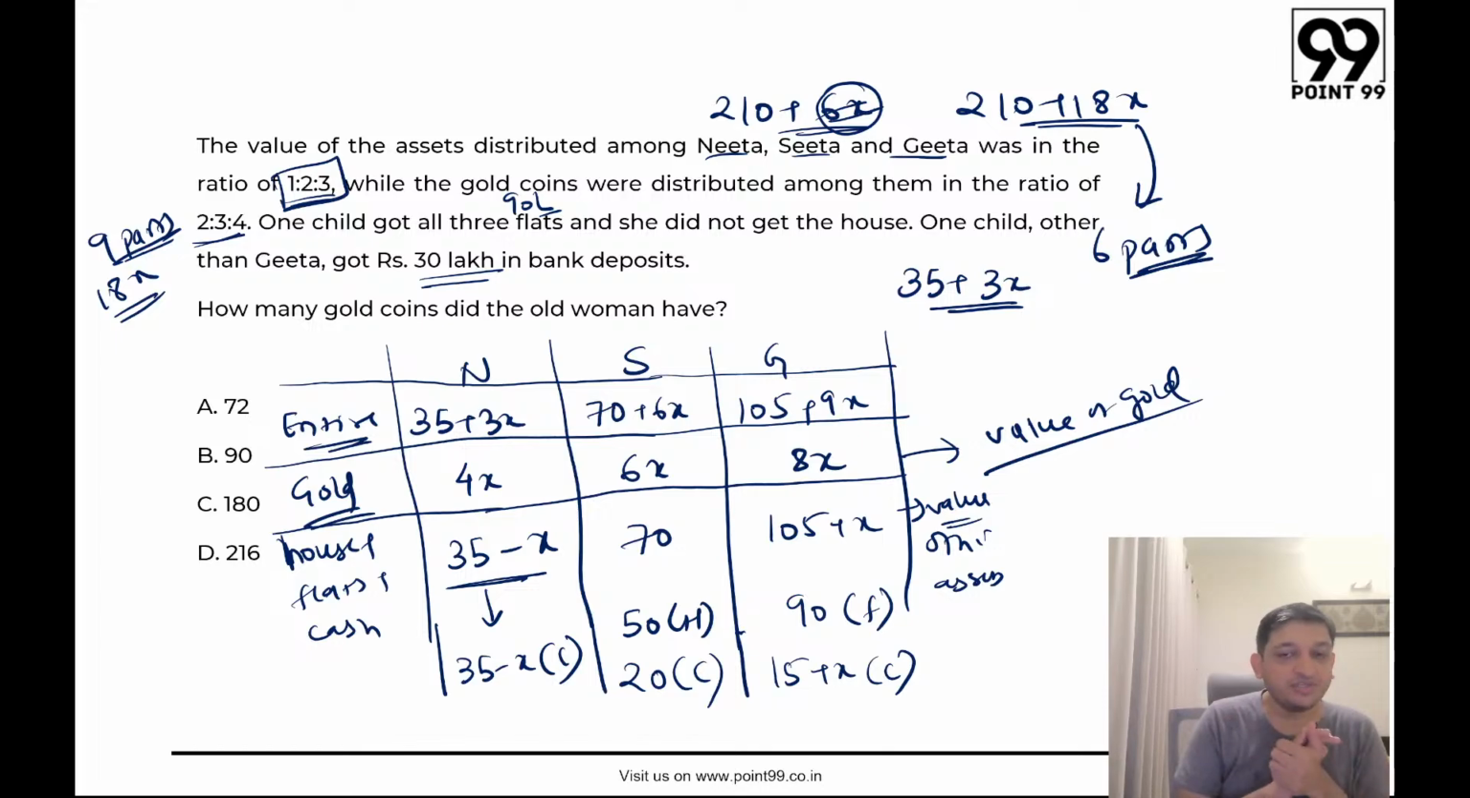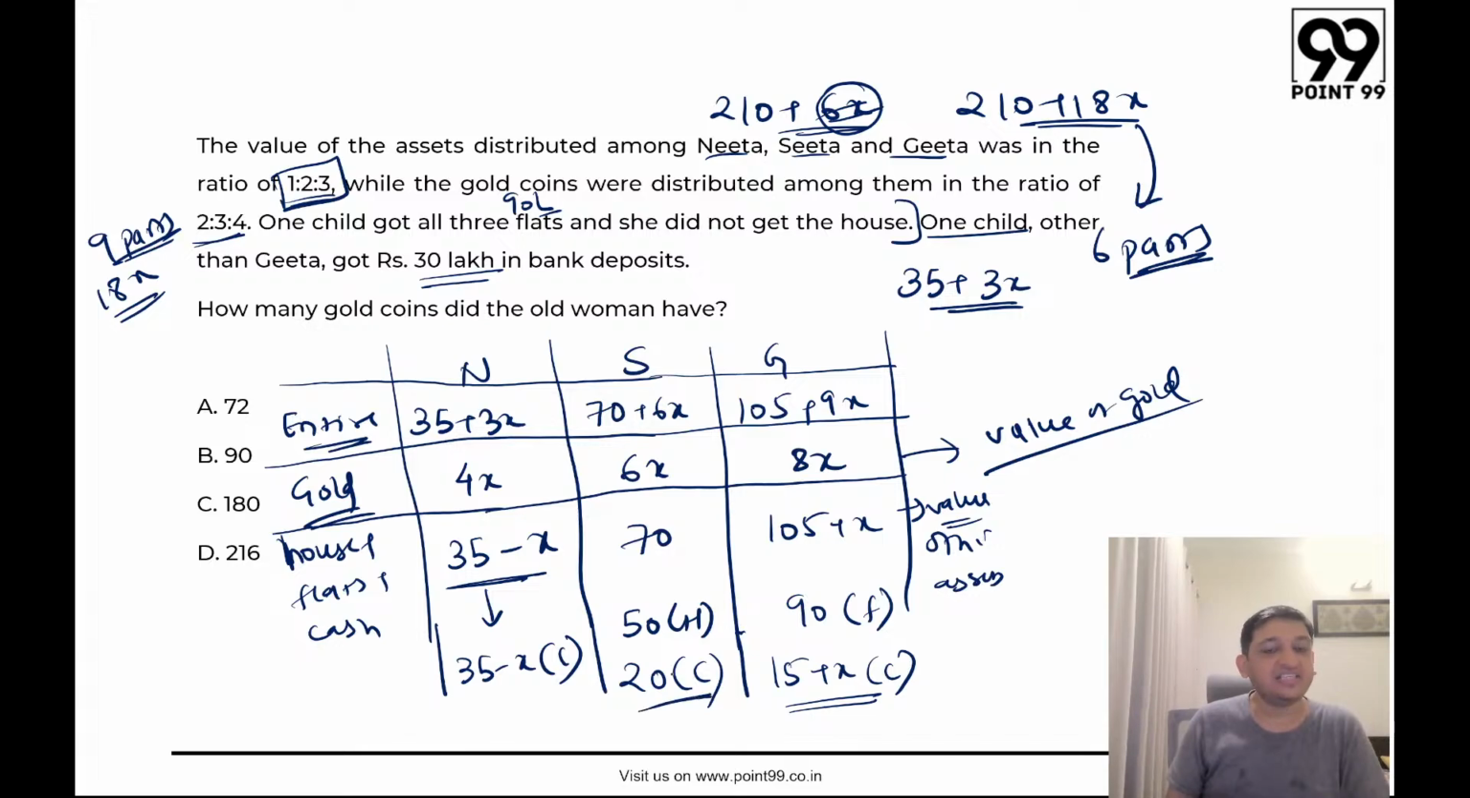Now what else do we know here? We have taken care of this part: did not get the house. One child other than Geeta. So not Geeta, but one child got 30 lakh in bank deposits, meaning she got 30 lakhs in cash. Now 15 plus x could have been 30, but Geeta did not get 30 lakhs according to the question.